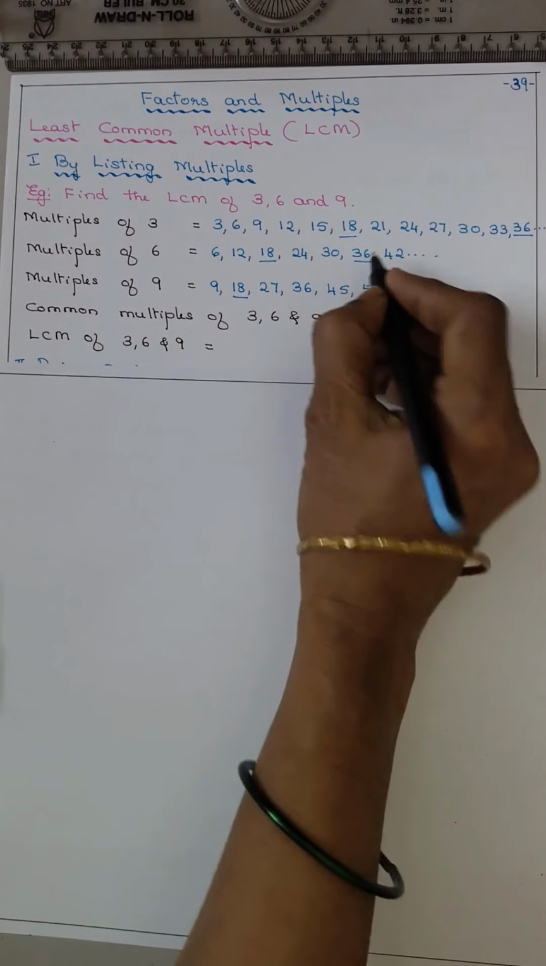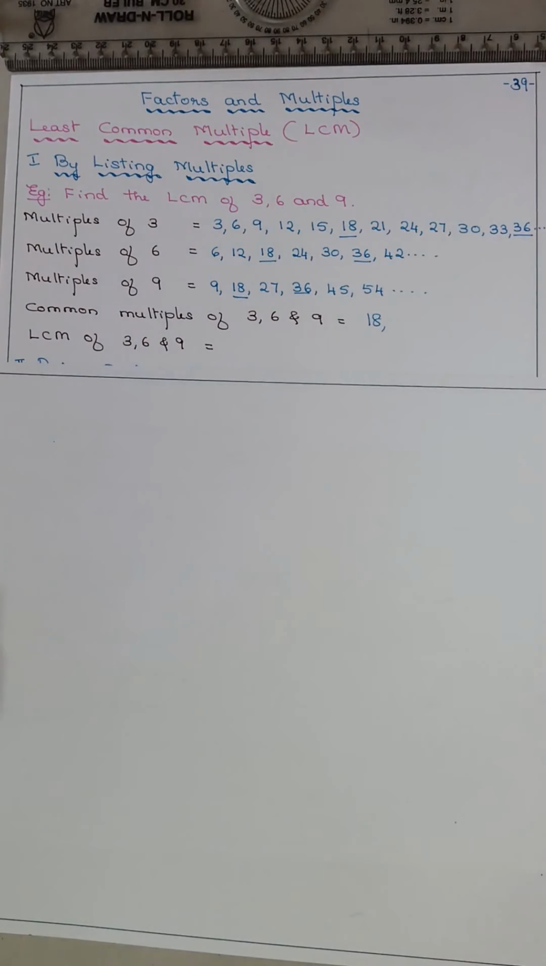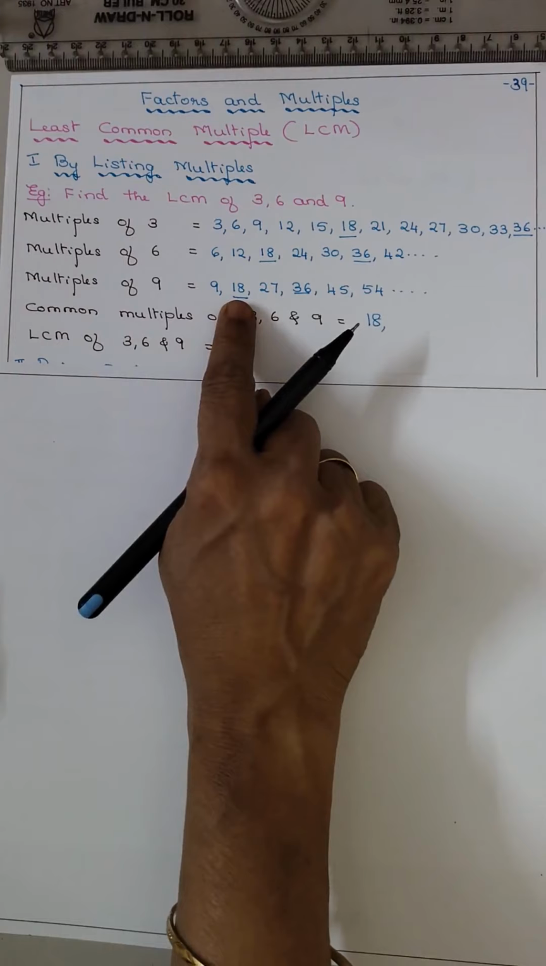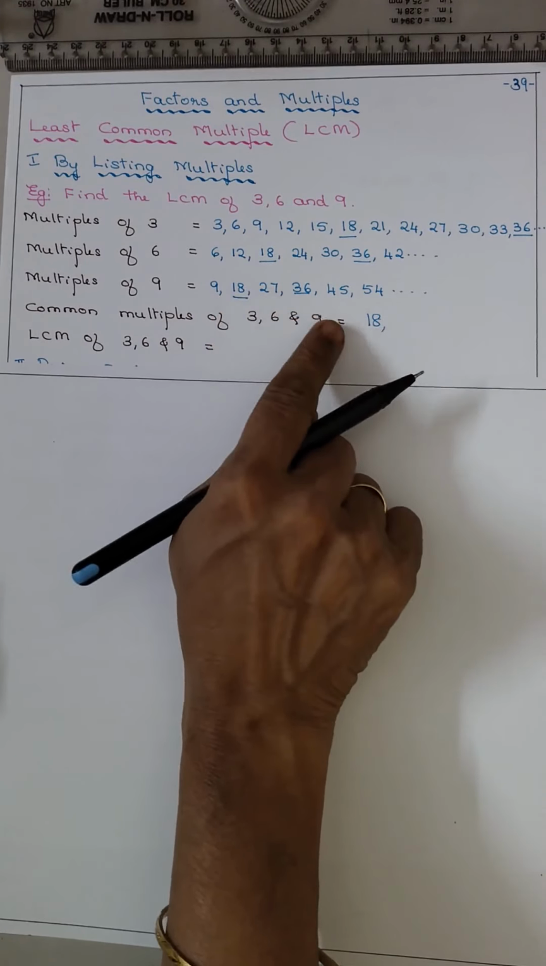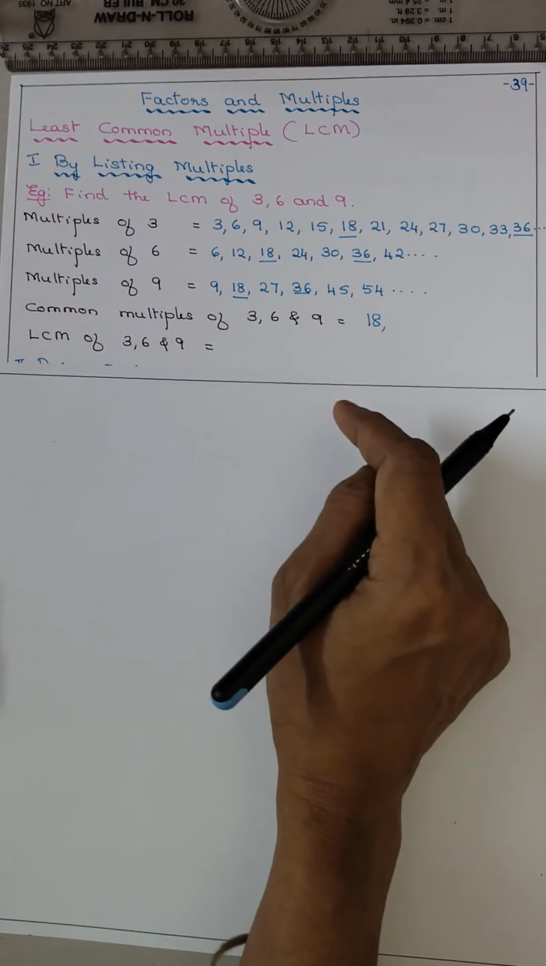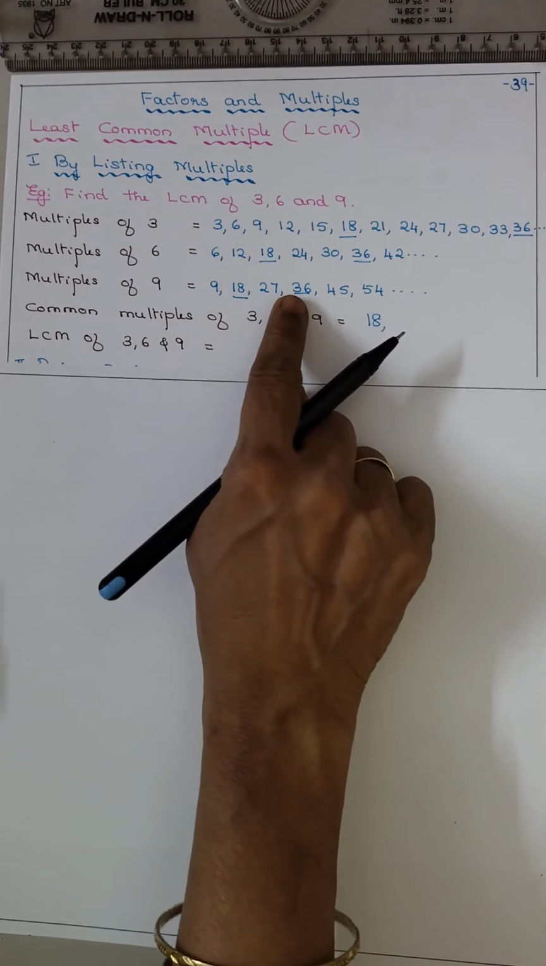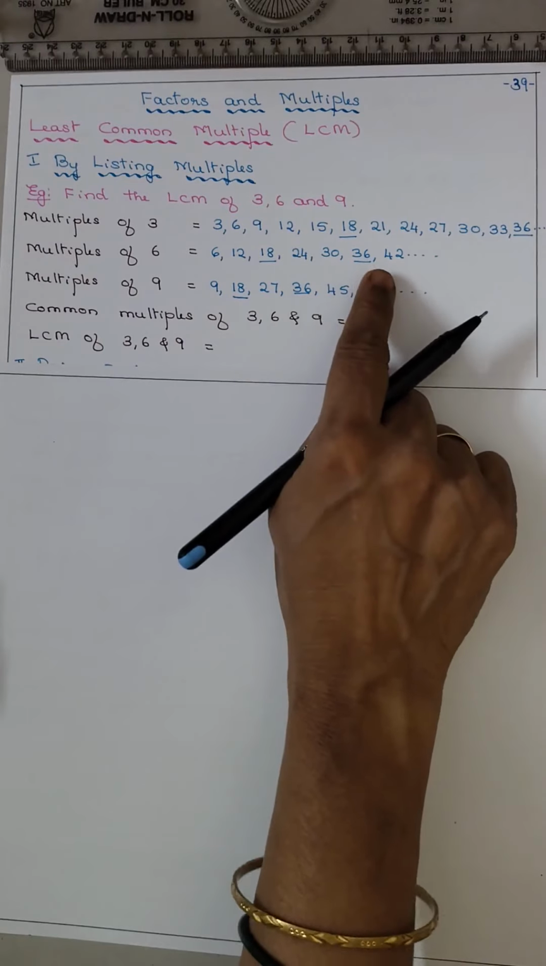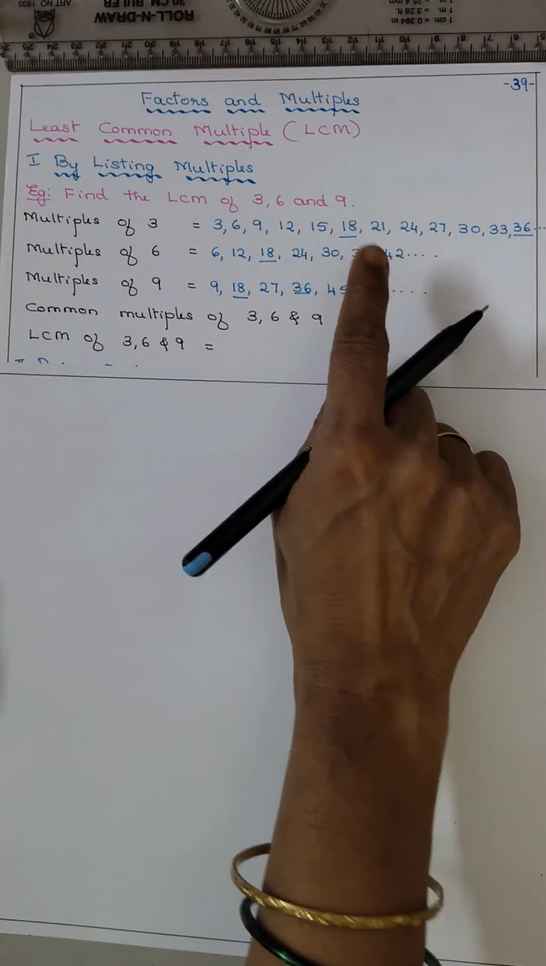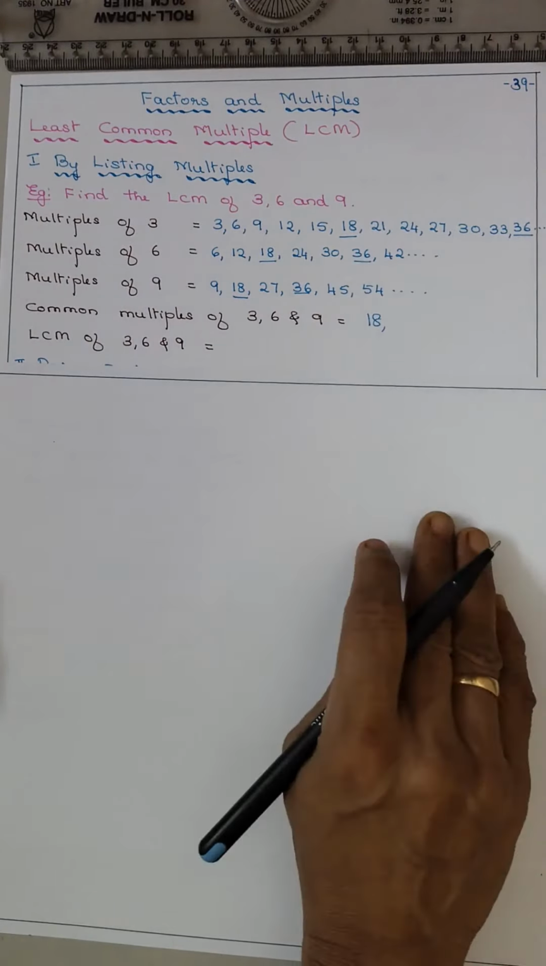So you got 36. So whenever you get the first common multiple, the second common multiple will be 2 times. So if you get it in 2 numbers, then the third one you continue.